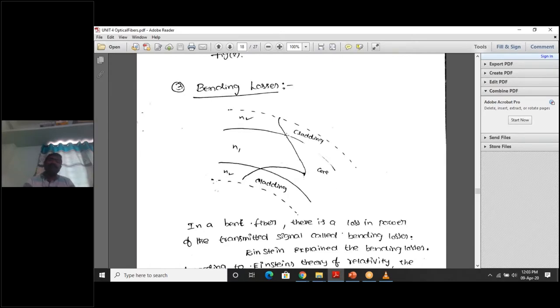Why does this light encroach into the cladding medium? Because of the bending. Okay. Yes. To understand it, I will give an analogy. What is the analogy? If you are traveling with a 2 km/h velocity, your legs travel with 2 km/h, and your head also travels with 2 km/h. Okay, so that is the meaning.